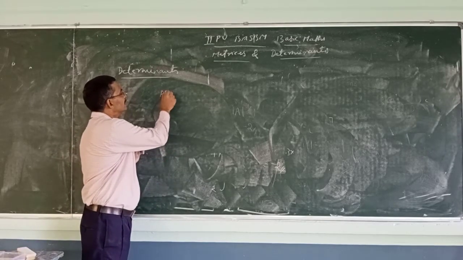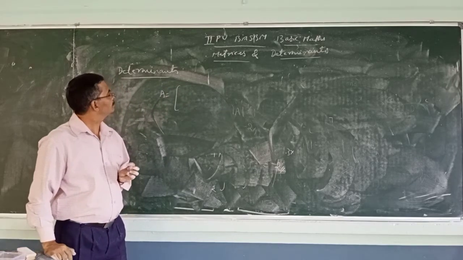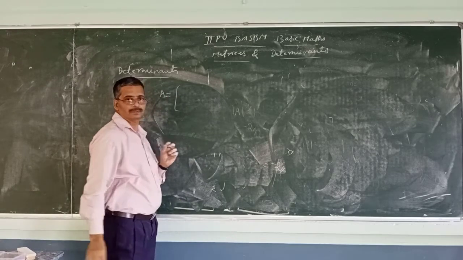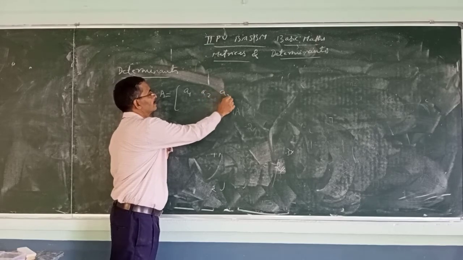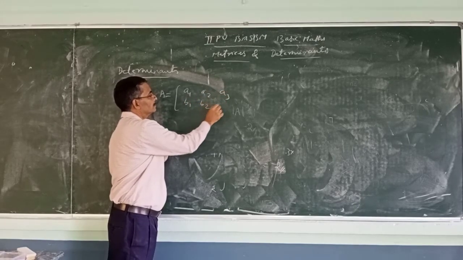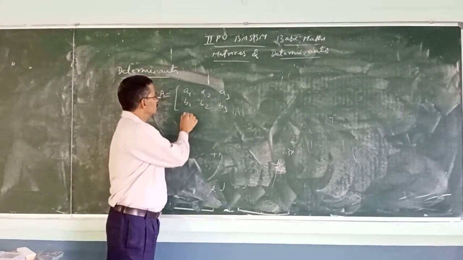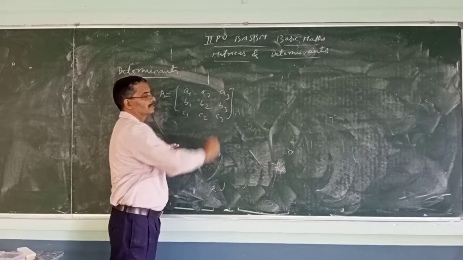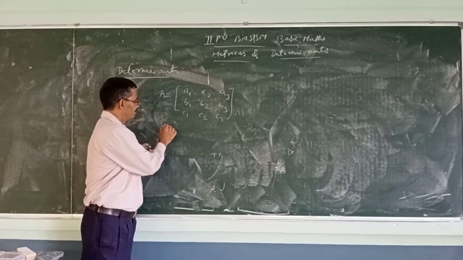Okay, let the matrix A equal to, I will give it like this just for reference purposes: A1, A2, A3, B1, B2, B3. You can give numbers also, both will work out: C1, C2, C3. Now what is the determinant of A?